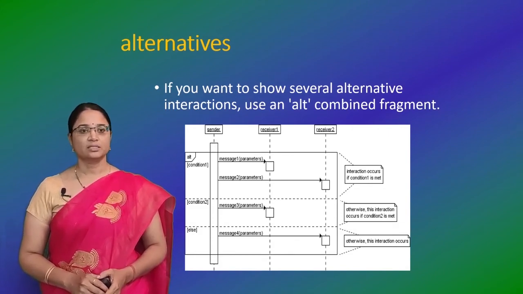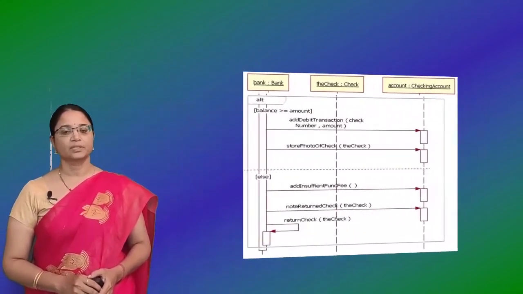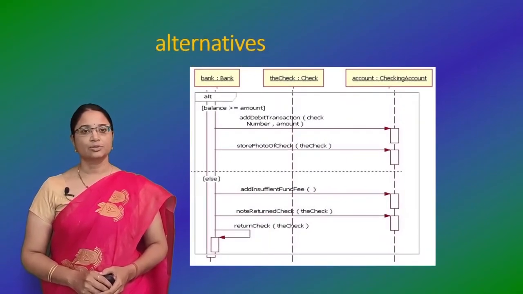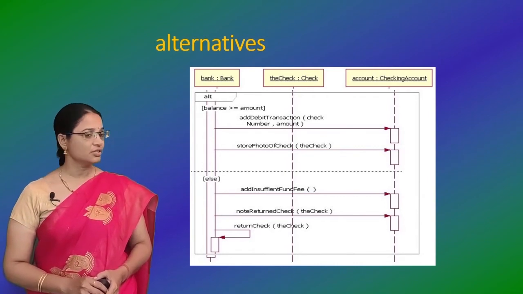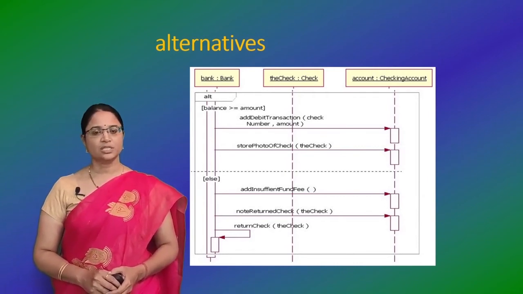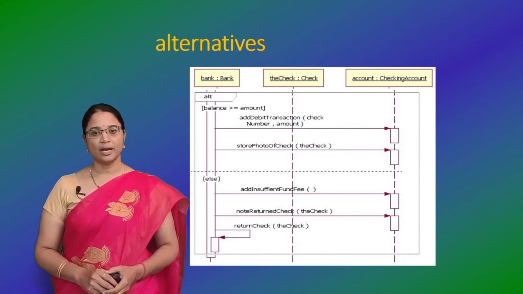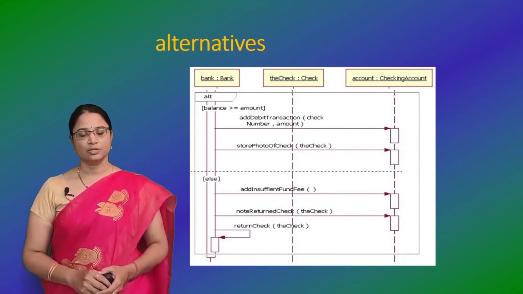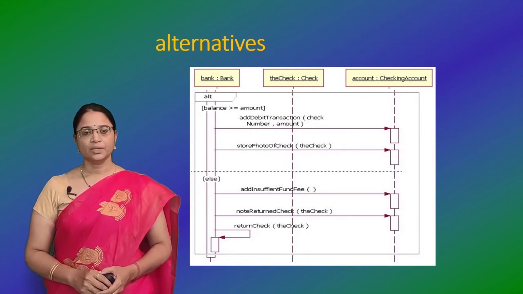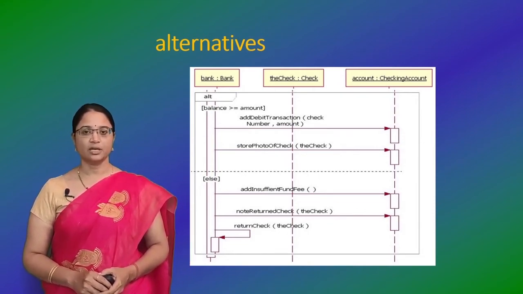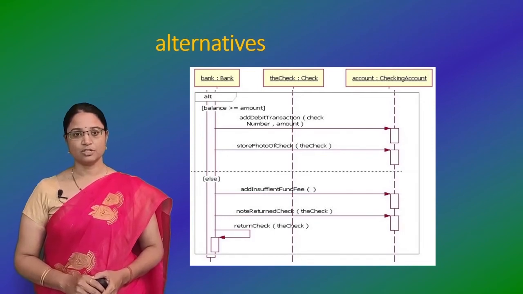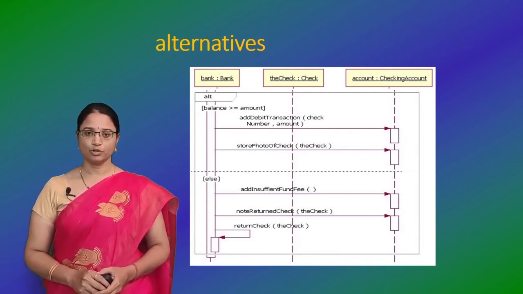Next, coming to the example. Consider an example: bank, check, and checking account. These are the three objects here. Whenever we go to the bank and someone gives us a check, first of all, before withdrawing the check, the cashier will check whether the balance in the account is sufficient or not. If the amount is not sufficient, then he will say that the amount is not sufficient.